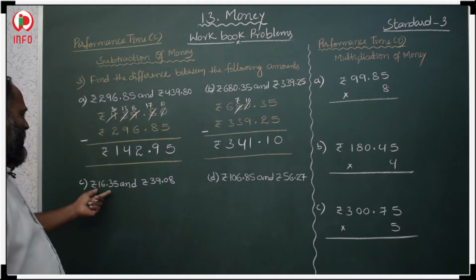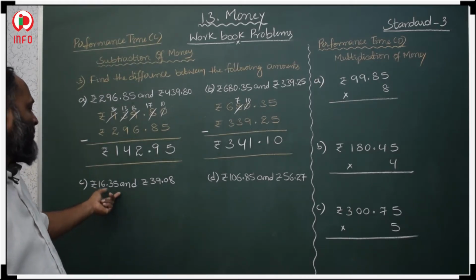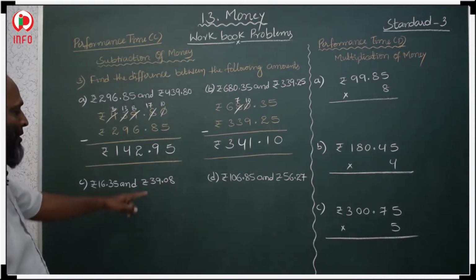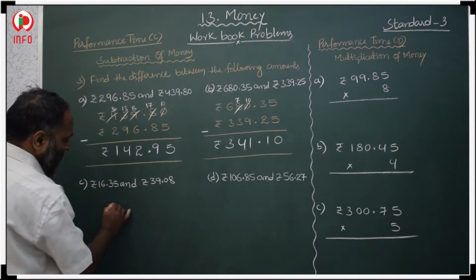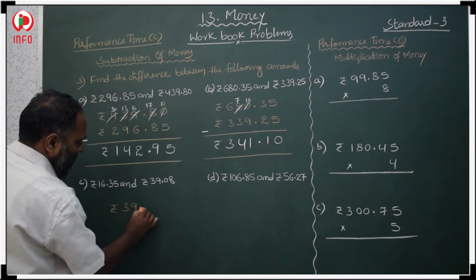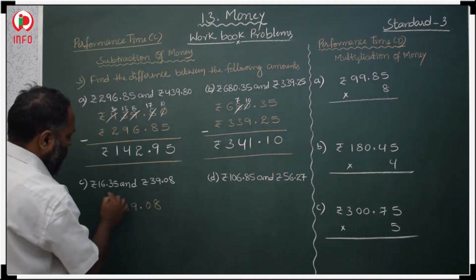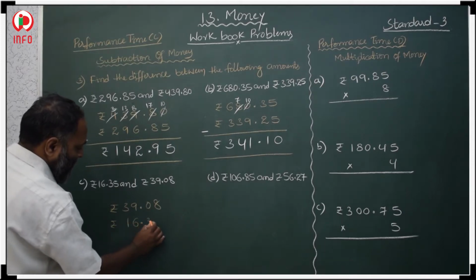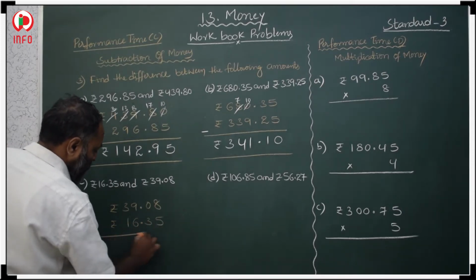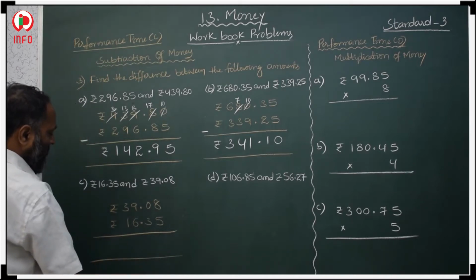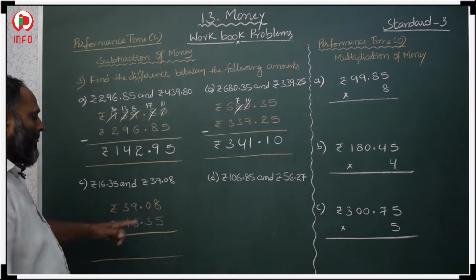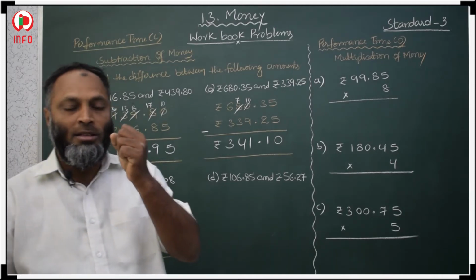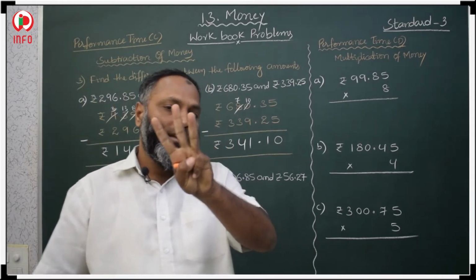The next one. 16 rupees 35 paisa, 39 rupees 8 paisa. So this is the bigger amount. First we take 39 rupees and 8 paisa. The second amount is 16 rupees 35 paisa. Now subtract. Then 8 minus 5 means from 6 to 8, count 6, 7, 8. It is 3.